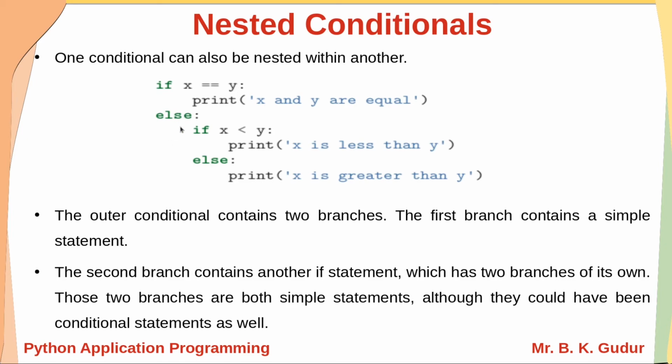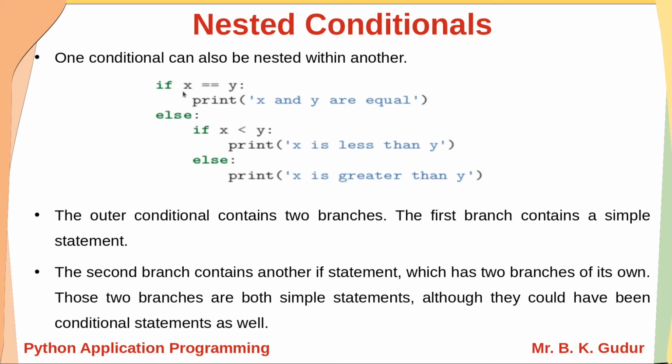But within else, we have an if else once again. If x is less than y, print x is less than y, else x is greater than y. Means if else has been nested within an else statement. Similarly, even if else can be nested within an if statement also. The outer conditional contains two branches. The first branch contains a simple statement, whereas the second branch contains another if statement.